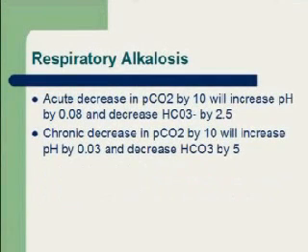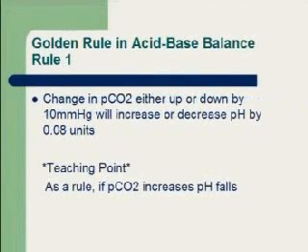Acute decreases in PCO2 by 10 will increase the pH by 0.08 and decrease the bicarbonate level by 2.5. Chronic decreases in PCO2 by 10 will increase the pH by 0.3 and decrease the bicarbonate level by 5. The golden rule in acid-base balance: changes in PCO2, either up or down, of 10 millimeters of mercury will increase or decrease the pH by 0.8 units. Key teaching point: as a rule, if PCO2 increases, the pH will fall.